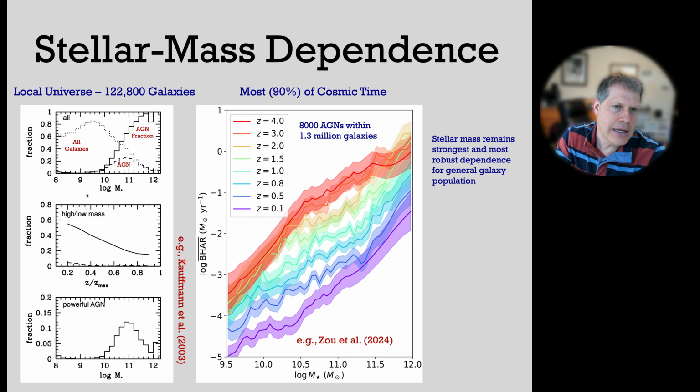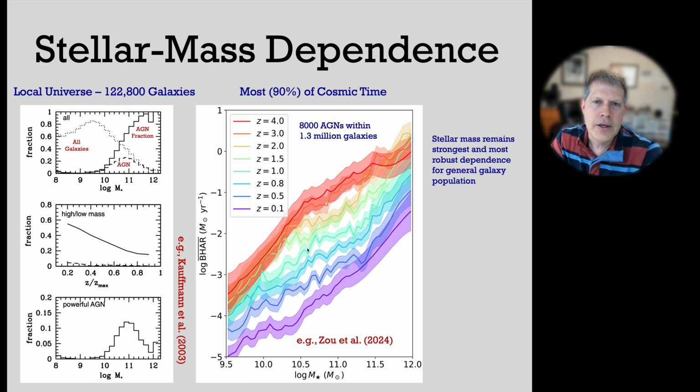And here is a distribution of stellar mass for all the galaxies, for the AGNs here, and then you can see the AGN fraction rapidly rises toward large stellar masses. And for powerful AGNs in this bottom panel, again, you see the very strong concentration towards large stellar masses. Again, this is a relatively local universe, but this same type of thing can also be studied now in the distant universe. Here's one, I think, particularly useful way of studying this in the distant universe.